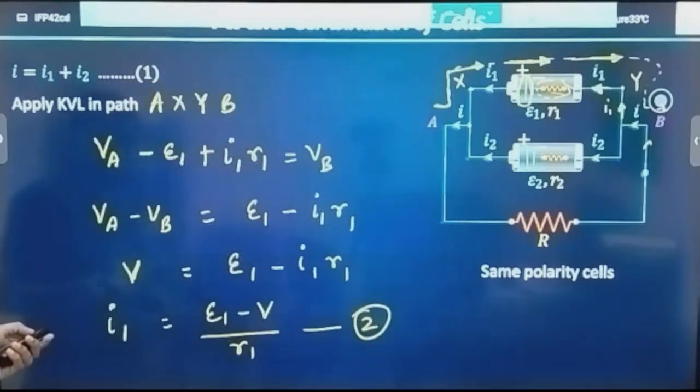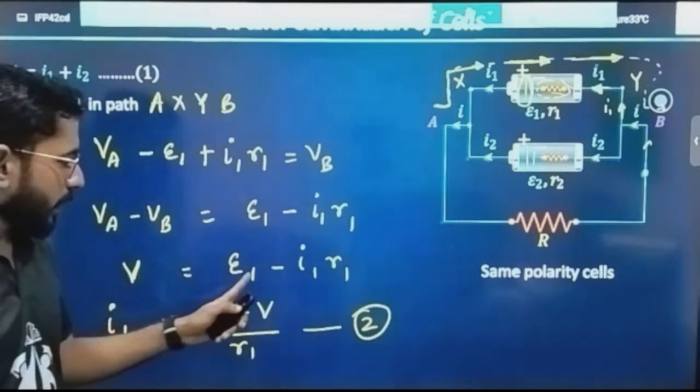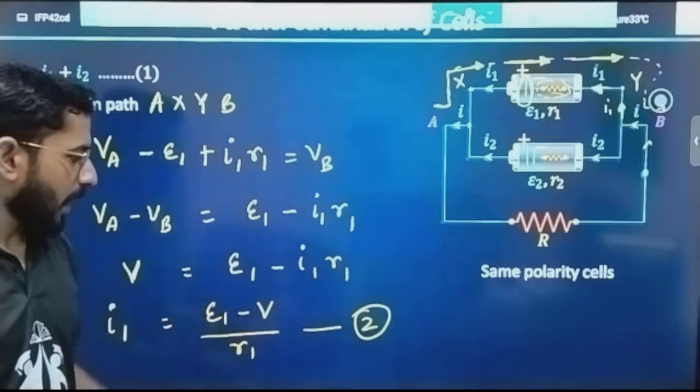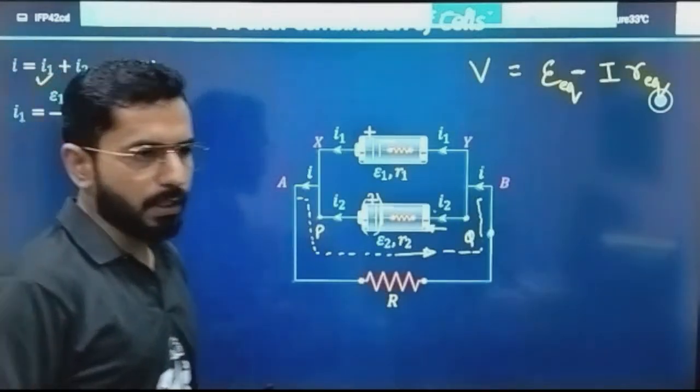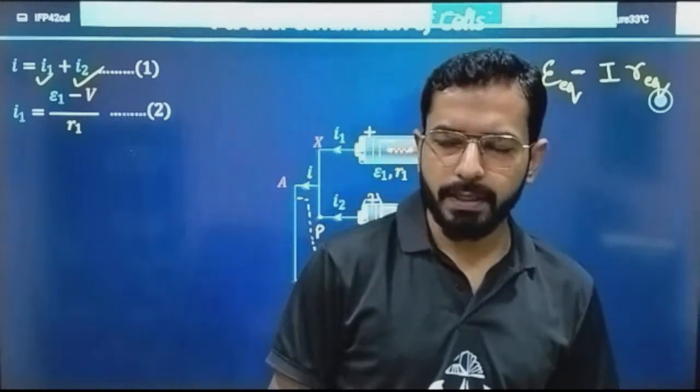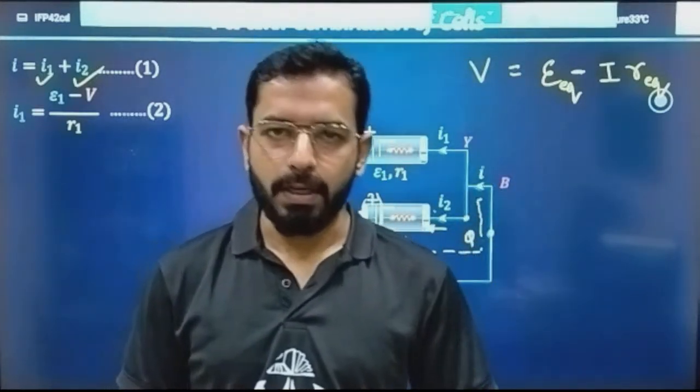After solving the first equation, what you will be getting is V is equal to E1 minus I1 into R1. From there we have calculated what is going to be the I1 current. Correct? Now let's enter into the second part.